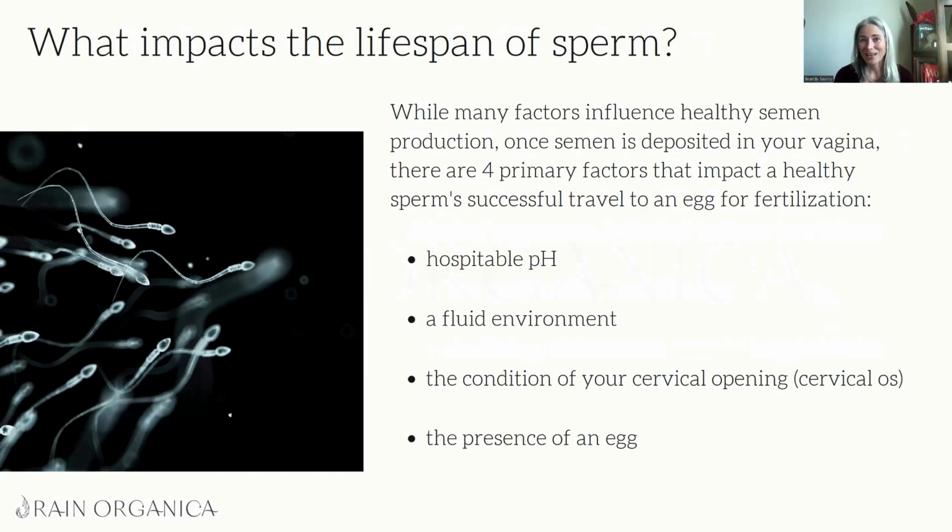While many factors influence healthy semen production in your partner, once semen is deposited into your vagina, there are four primary factors that impact a healthy sperm's successful travel to an egg for fertilization. The first of those is a hospitable pH. The second of those is a fluid environment. The third of those is the condition of your cervical opening, aka your cervical OS. And then the fourth of those is the presence of an egg.